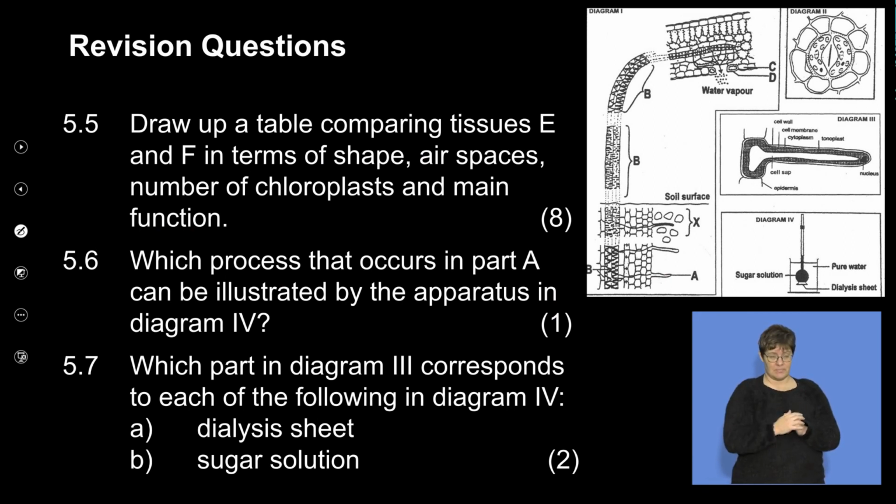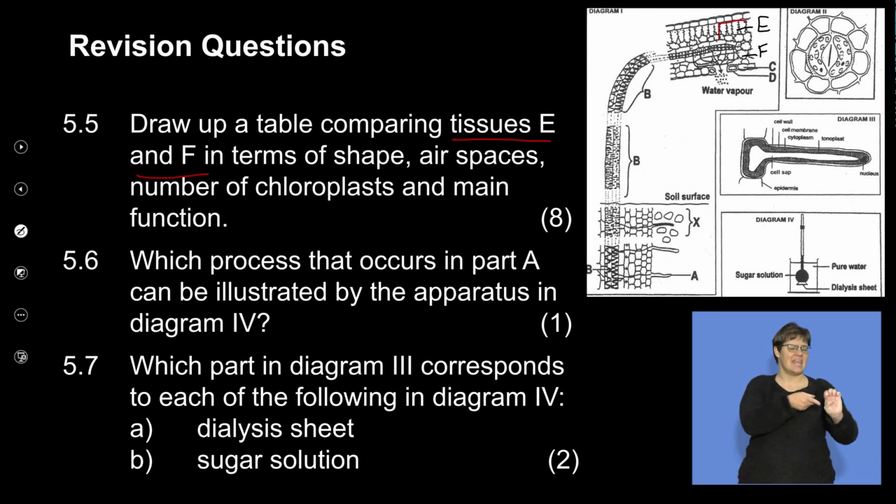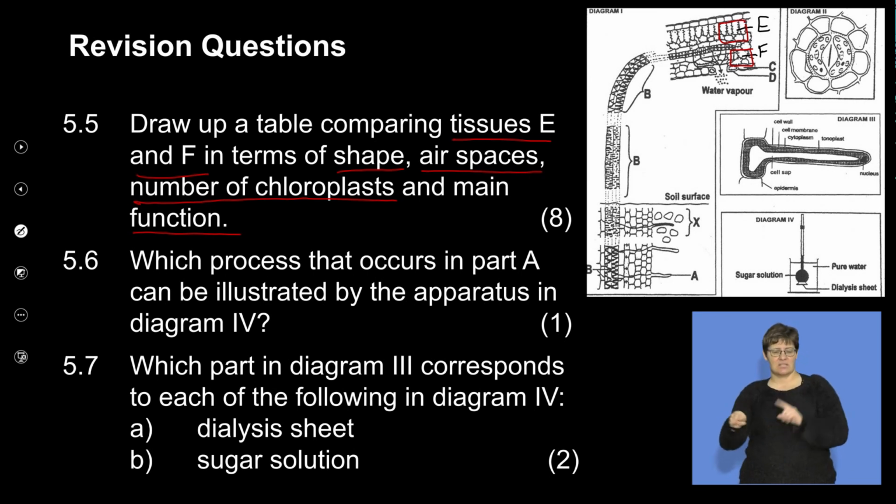Okay, then it starts getting a bit more complicated because you now have to draw up a table comparing tissues E and F. The next question asks you to compare tissue E and F, and if we look at the picture here, tissue E is your palisade mesophyll and tissue F is your spongy mesophyll, and you have to compare them in terms of shape, round or rectangular, air spaces, present or absent, number of chloroplasts, lots or a little, and the main function, which is gaseous exchange or photosynthesis.